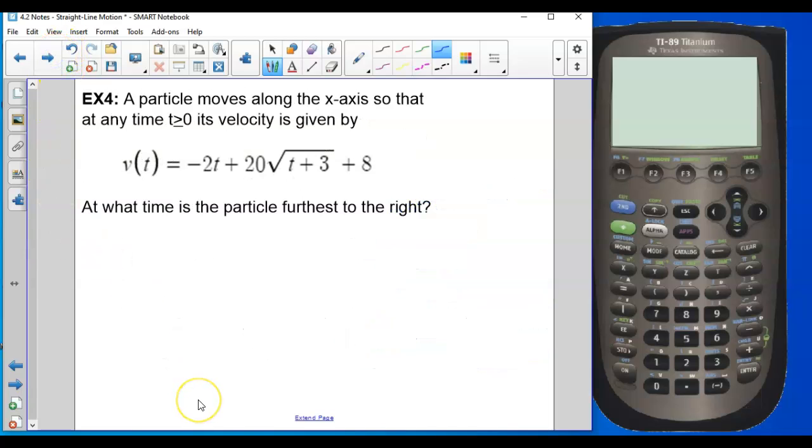Let's keep going. All right, so here the particle moves along the x-axis so that at any time t greater than or equal to 0, its velocity is given by this equation. At what time is the particle furthest to the right? And so in this case, this is a fairly complicated velocity. I'm going to use the calculator for this.